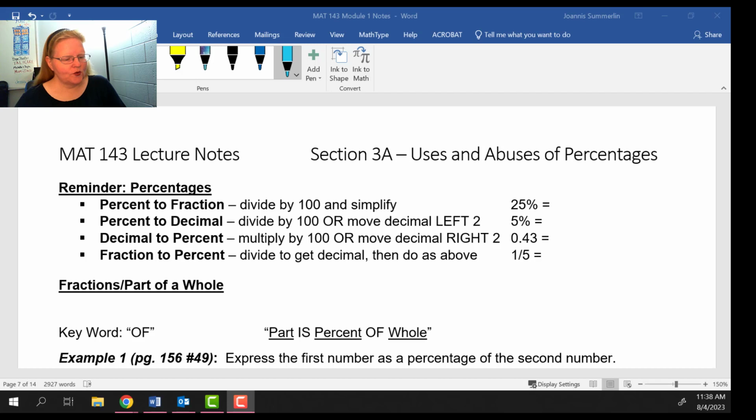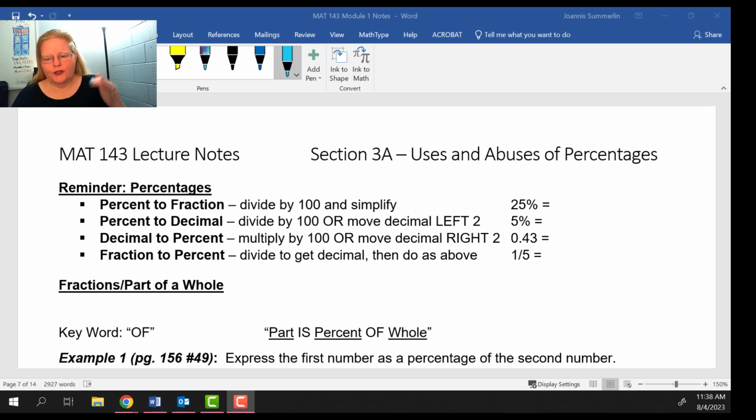Okay, so 3A talks about uses and abuses of percentages. It starts by doing some review of percentages and how to change a percent to a fraction. All of this is stuff that you really should already know.